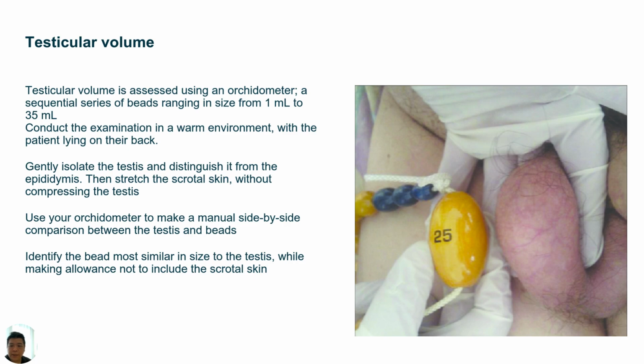So we need to measure the testicular volume by using an orchidometer, a sequential series of beads ranging in size from 1 ml to 35 ml. We need to conduct the examination in a warm environment with the patient lying on their back. Gently isolate the testis and distinguish it from the epididymis. Then stretch the scrotal skin without compressing the testis. Use the orchidometer to make a manual side-by-side comparison between the testis and the beads. Identify the bead most similar in size to the testis, while making allowance not to include the scrotal skin.